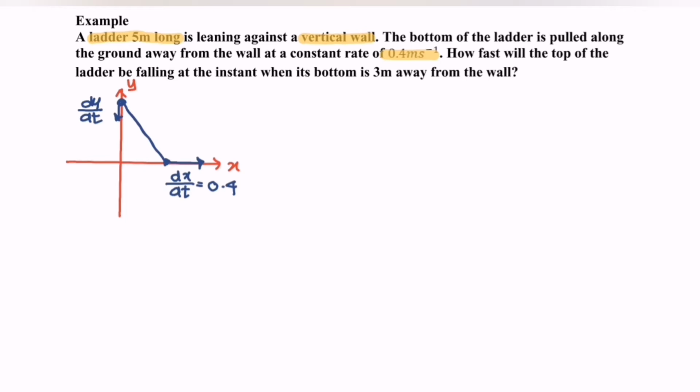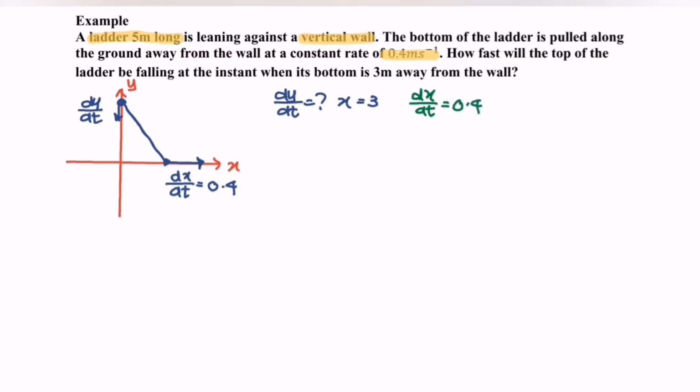How fast will the top of the ladder be falling at the instant when its bottom is 3 meters away from the wall? So meaning that dy/dt become our focus when x is equals to 3. So here we have the information: dx/dt is equals to 0.4.